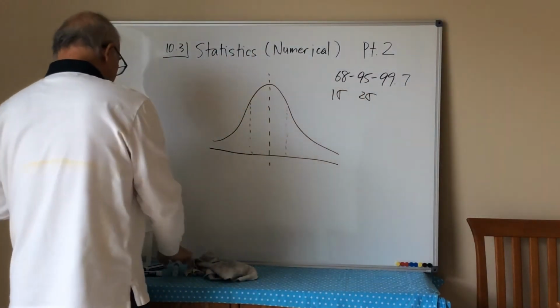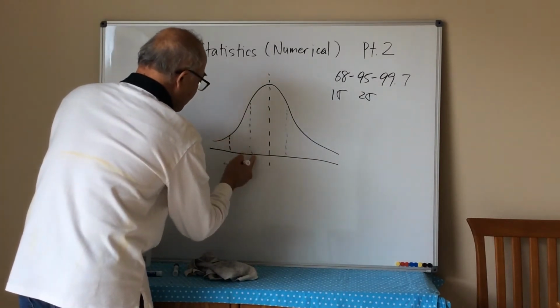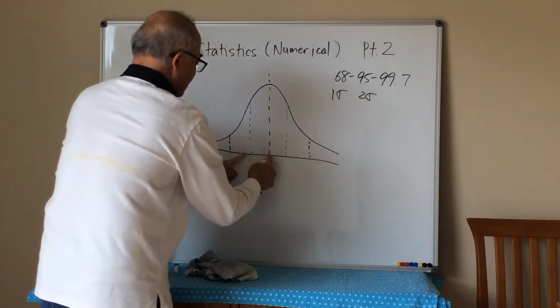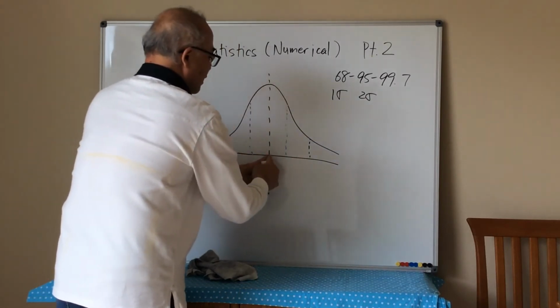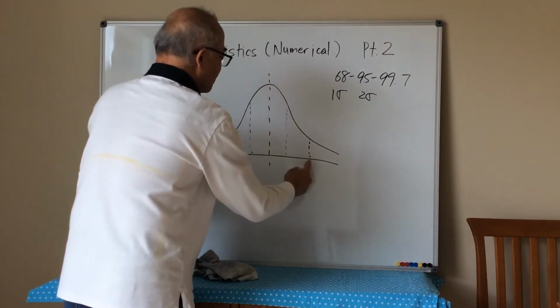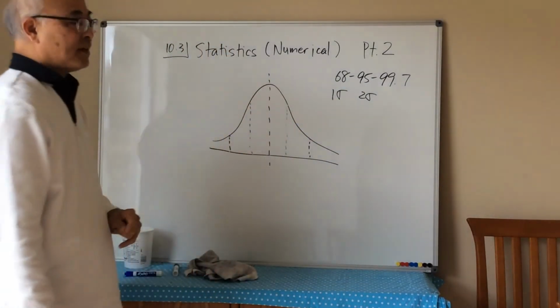2 sigmas away. You can go another standard deviation away from here, over here, and from here. So from here to here is 2 standard deviations. Here to here is 2 standard deviations. And from here to here, that entire range is going to be 95% of the data.